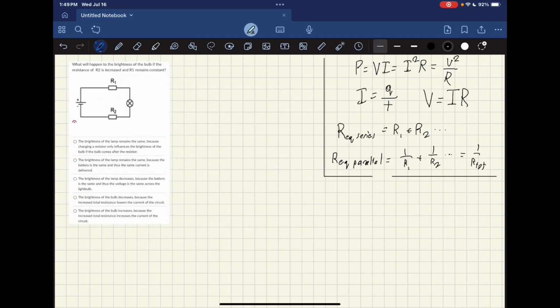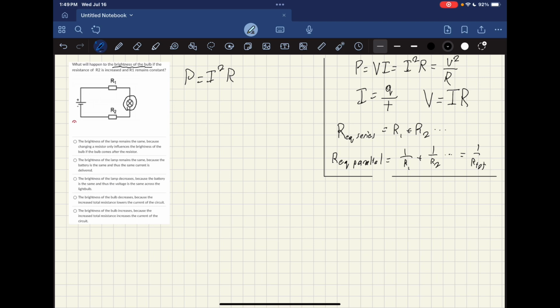So we have a problem here now. What will happen to the brightness of the bulb in this circuit if the resistance of R2 is increased and R1 remains constant? And the bulb is right here. We're wondering about the brightness of the bulb, so we're concerned mostly with the power. And then we have resistances and we have some current going through it. So the one I'm going to use is P equals I squared R.